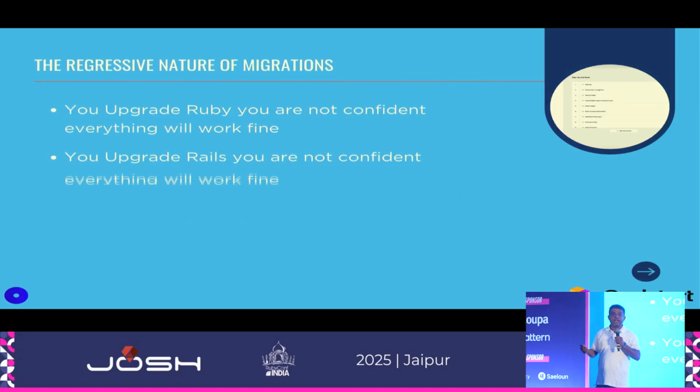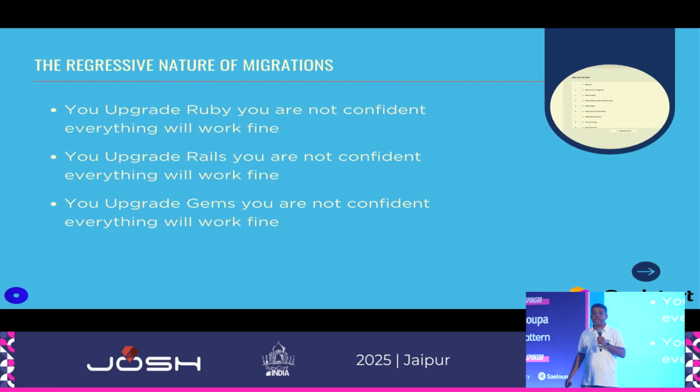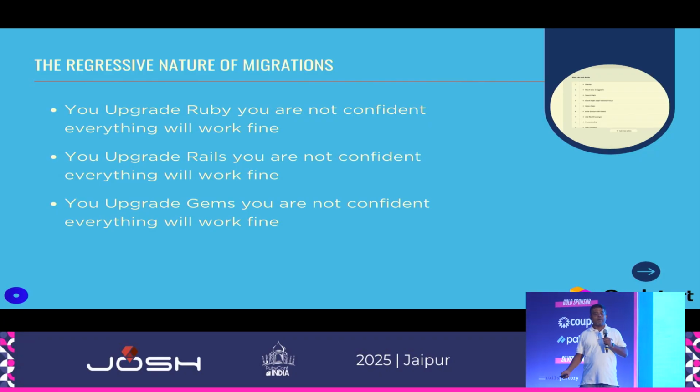How many of you have done Rails migrations? Raise your hands. How do you do it? From 5 to 8 directly? You do it step by step, right? And what do you typically face? You upgrade Ruby, something breaks. You upgrade Rails, something breaks. You upgrade a certain gem, something breaks. So Rails migrations by nature are regressive. Something is going to break if you move something up from one version.